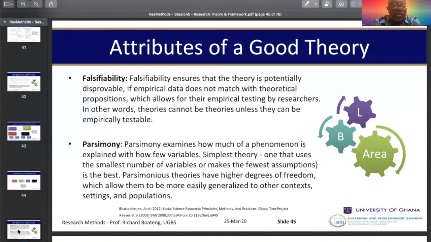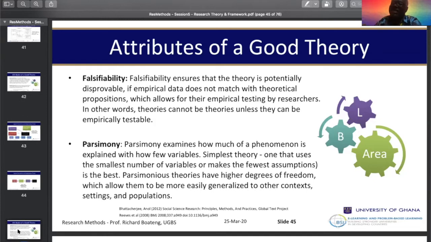Now, every theory should have some degree of falsification. It should be falsifiable. Falsifiability means that there should be a degree to which it can be tested whether it is plausible or disprovable. The reason we say that is that whenever you are carrying out research, you should check that the theory you use can be challenged if empirical data does not match the theoretical proposition, which allows for empirical testing by other researchers.